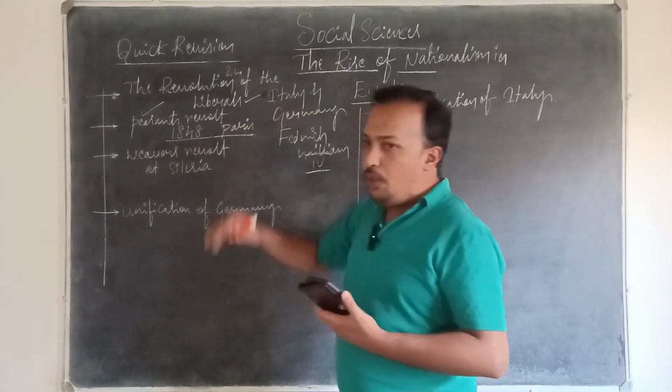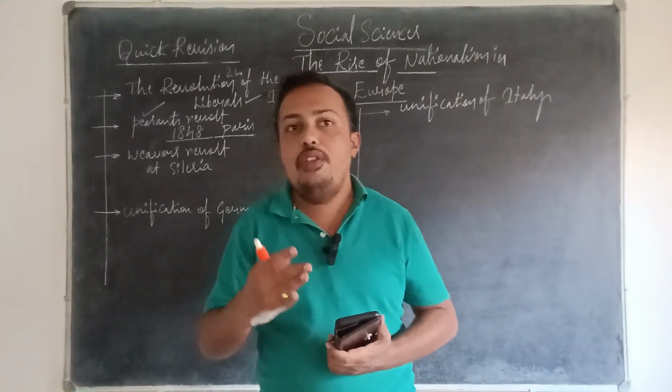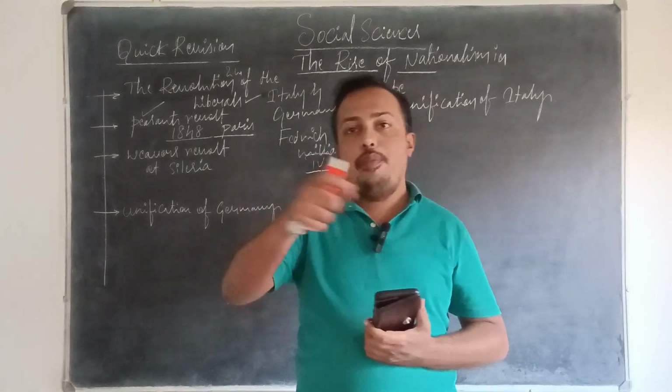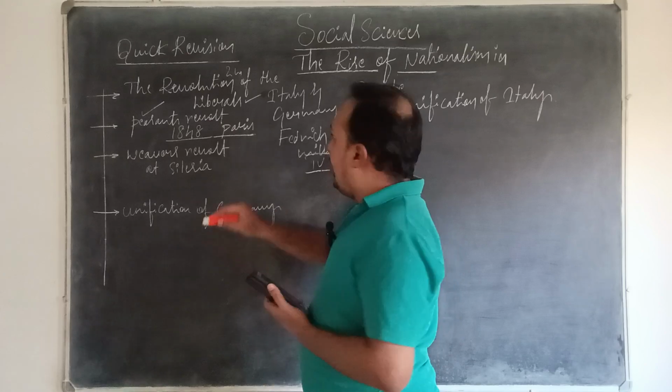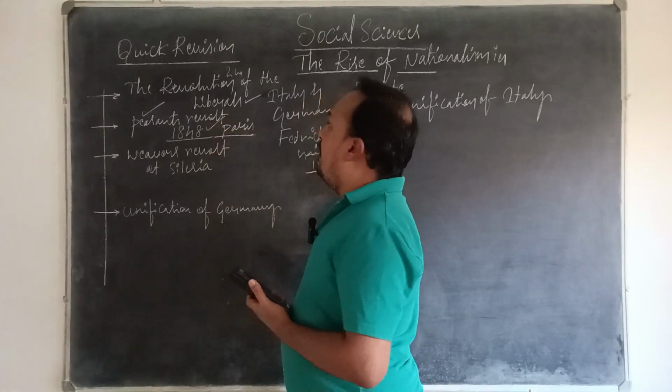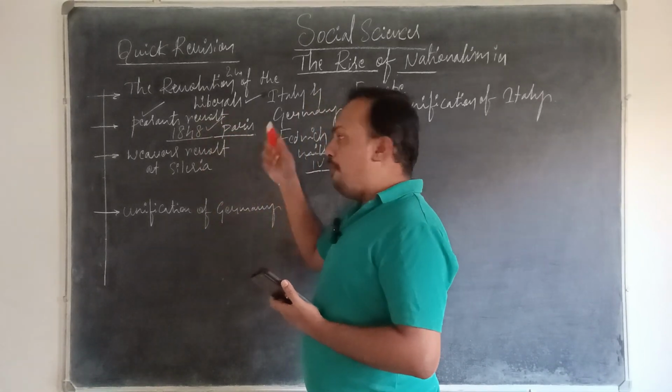So this ended with the outcome of abdication of King Louis Philippe. King Louis Philippe abdicated from Paris. So France became a republic for the second time in 1848. That is after the peasant revolt at Paris.